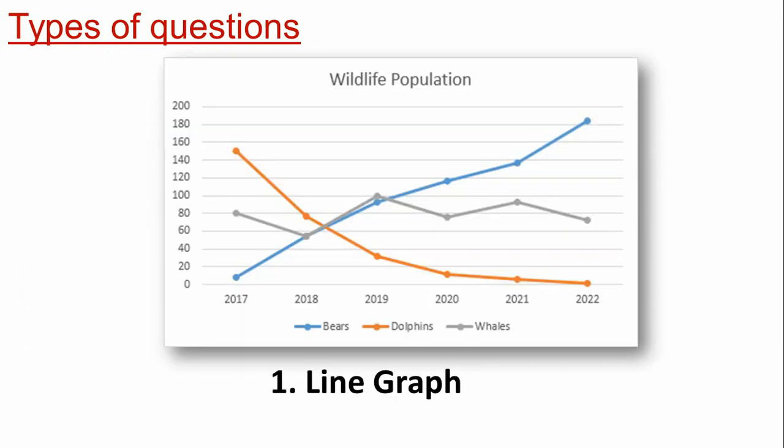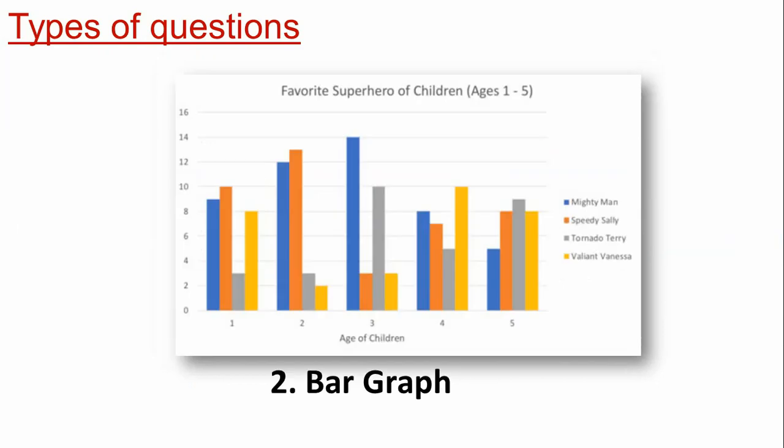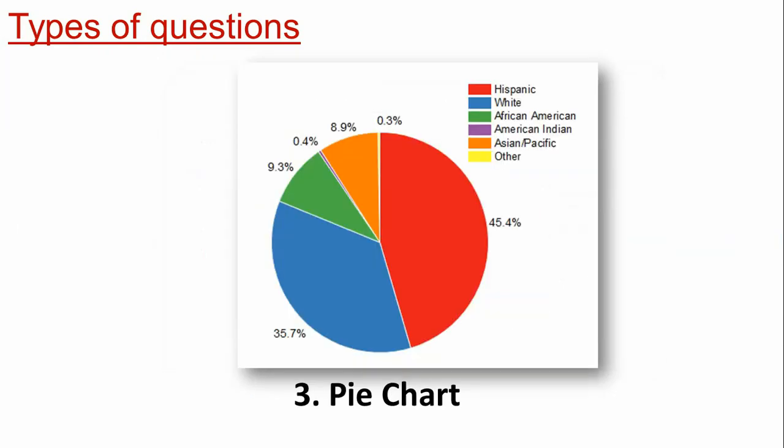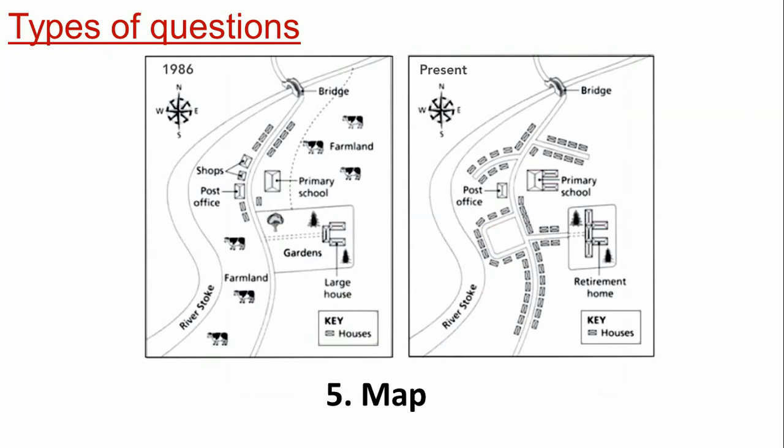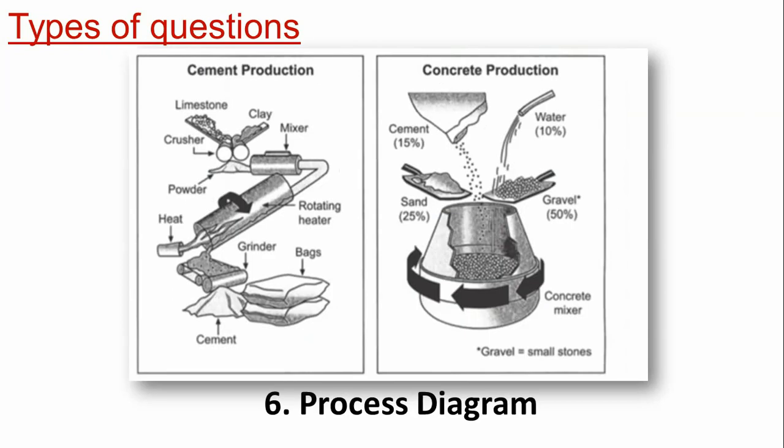The first one is the line graph. The second one is the bar graph. The third one is the pie chart. The fourth is the table. The fifth is the map. And the final one is the process diagram.